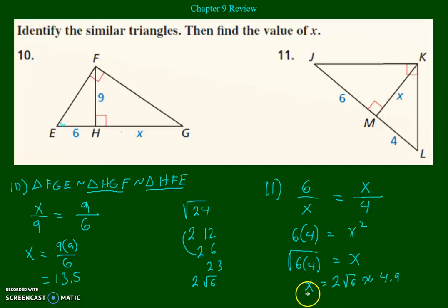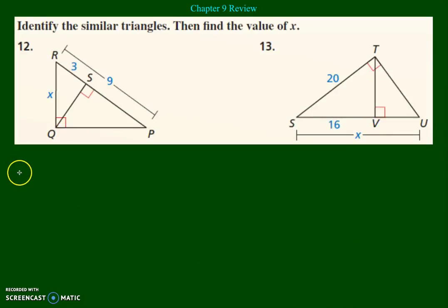So let's go ahead and move on to problem 12. In problem 12, we have a leg that we're looking for, and we have the segments on the hypotenuse. So that's the key signature to the geometric mean leg theorem. And in the geometric mean leg theorem, the leg is the geometric mean of the entire hypotenuse, 9, and the segment on the hypotenuse closest to the leg, 3. So we have x squared equals 27.